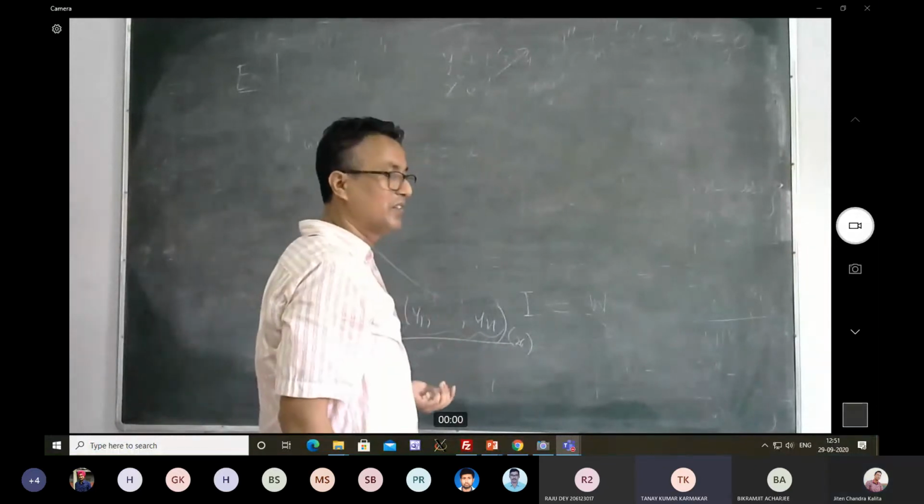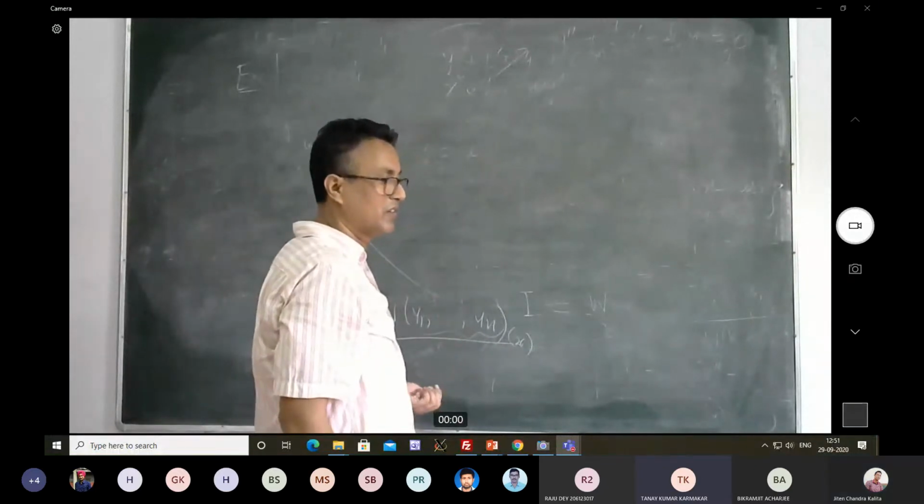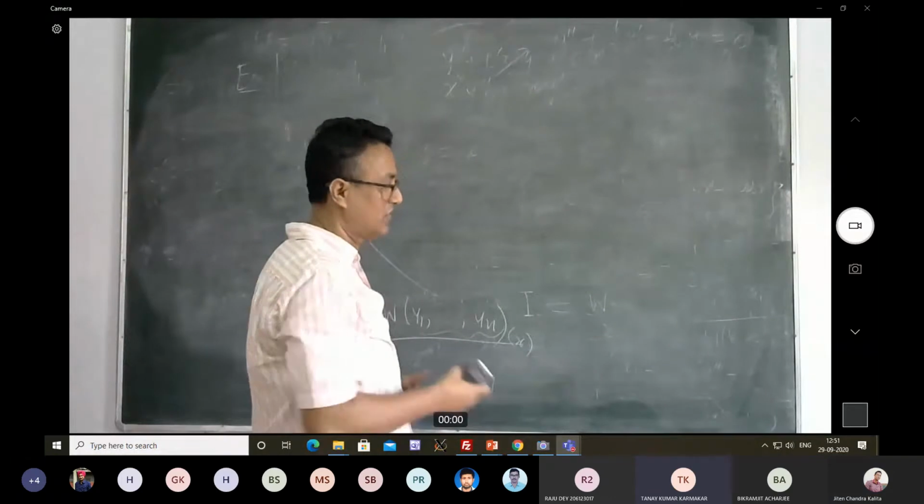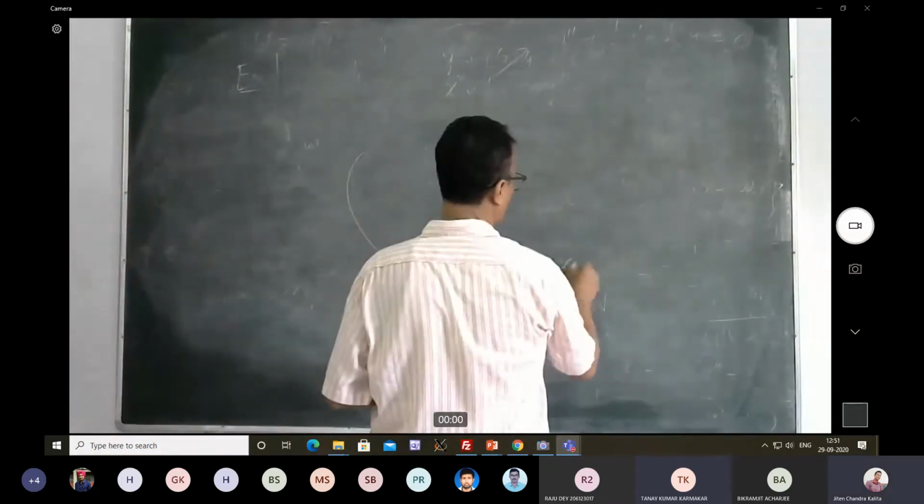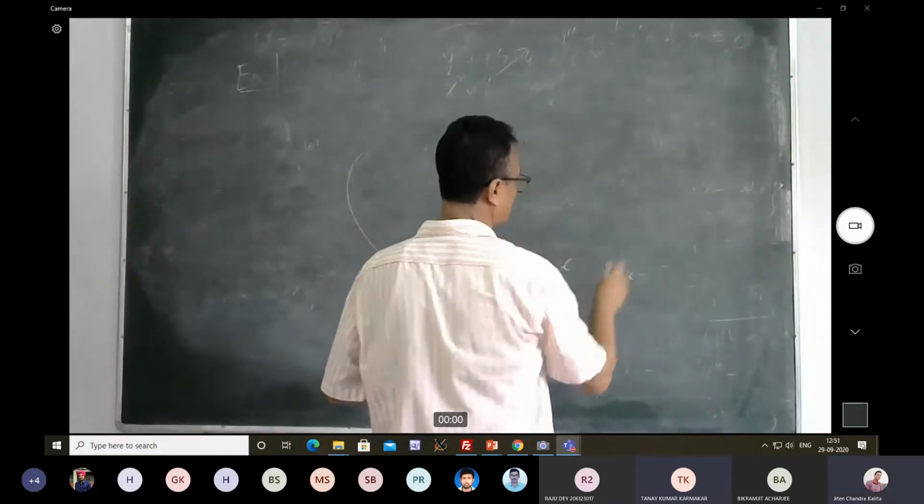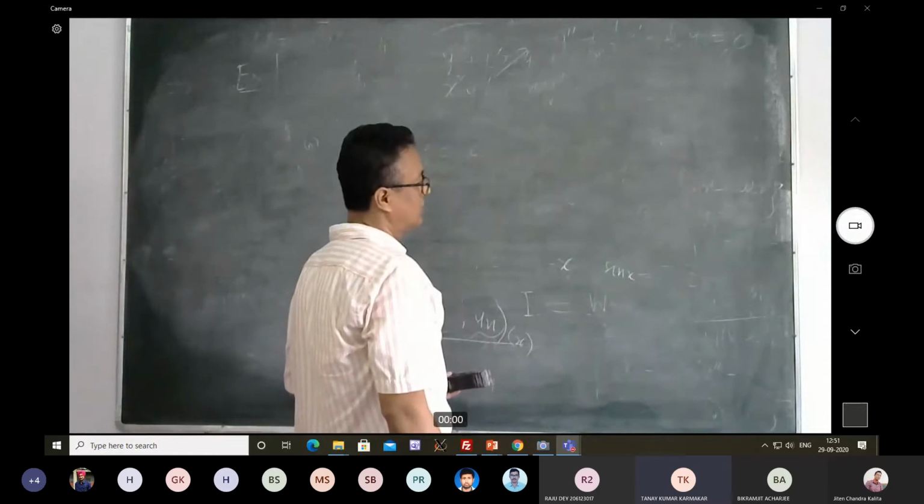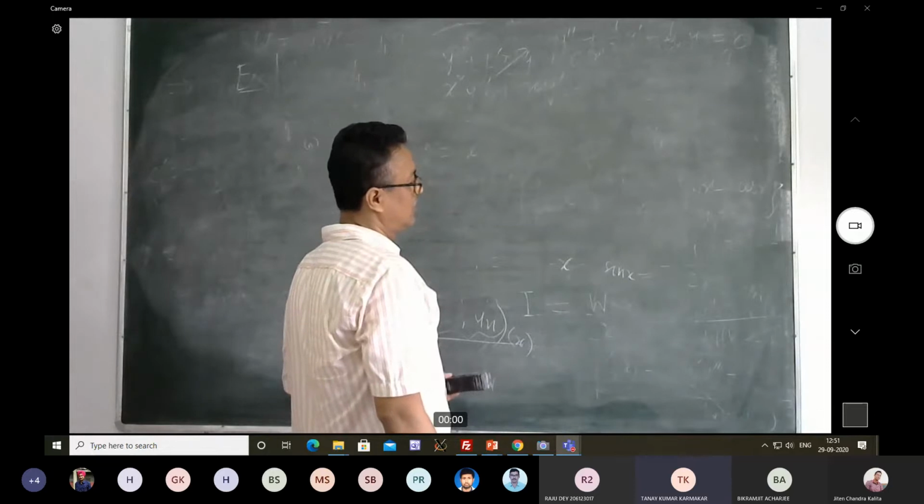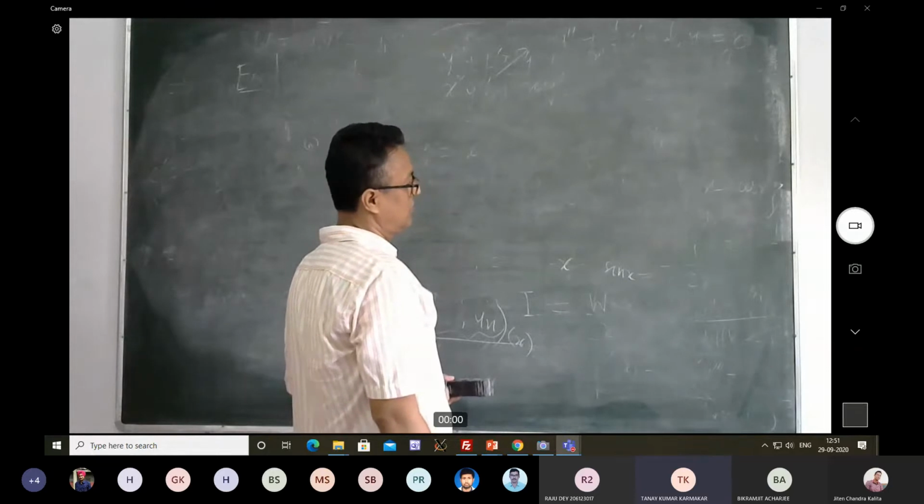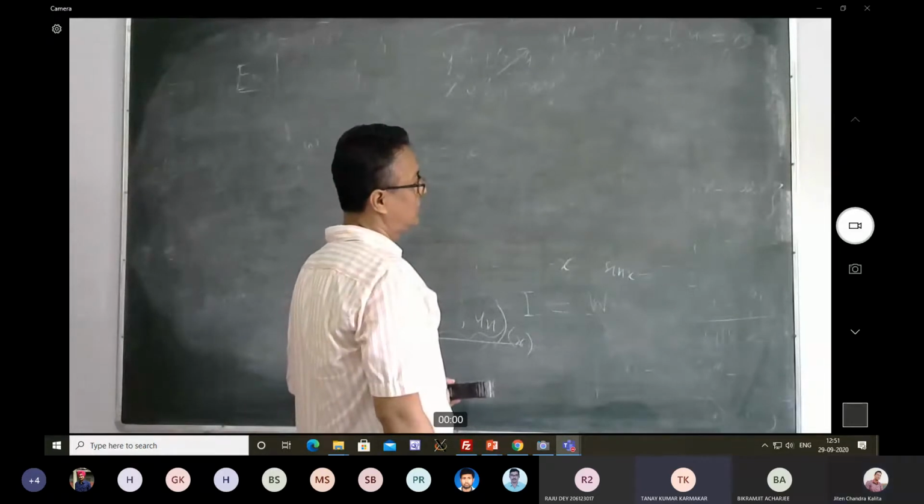Suppose I can give an example. Suppose one function is x and another function is sin x. If you work out the Wronskian, then the Wronskian is 0 at x equals 0, and the Wronskian is non-zero for x non-zero.